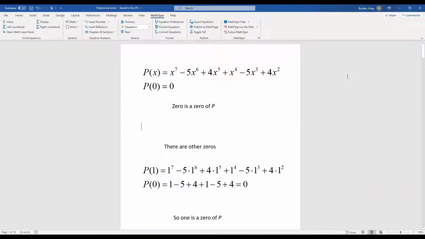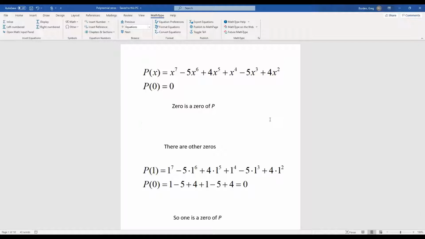Okay, so this may be a bit longer than some of the videos. It's going to be fairly involved. Look specifically here at finding the zeros of a polynomial function. Look specifically at the polynomial function you see here, p of x equals x to the 7th minus 5x to the 6th plus 4x to the 5th plus x to the 4th minus 5x to the 3rd plus 4x squared. So this is a 7th degree polynomial function.